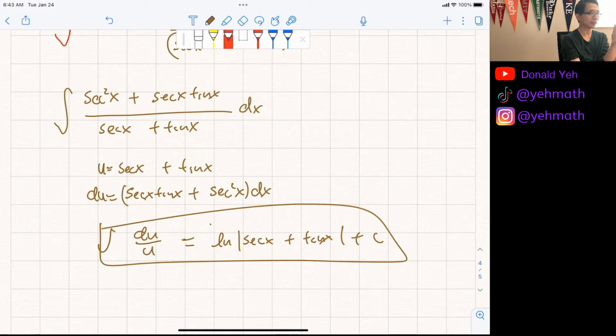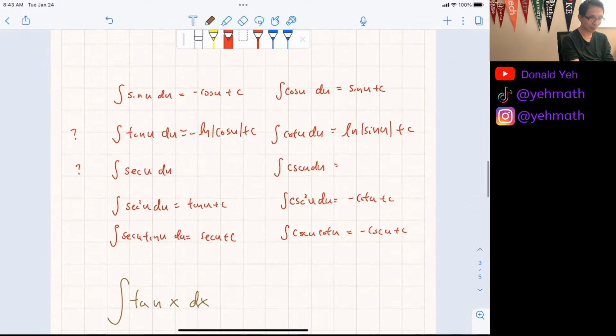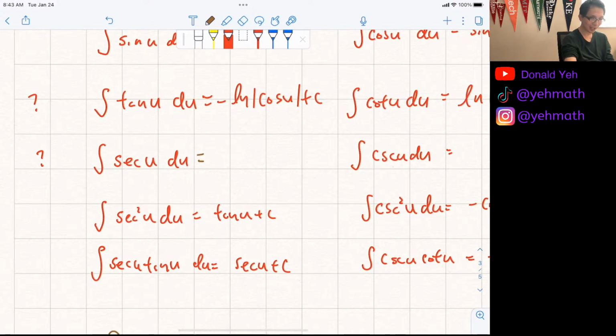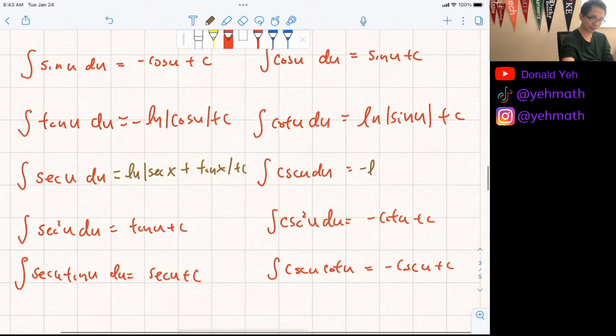It's kind of like, I don't know, what's that guy in the Marvel, the time travel guy, Doctor Strange? Yeah, you can see all the possibilities and you see which one leads to the right result. But in the middle of a test, you want to memorize this, unfortunately. It's equal to natural log of secant of x plus tangent of x plus c. And this one is going to be negative natural log, same pattern, cosecant of x plus cotangent of x plus c.